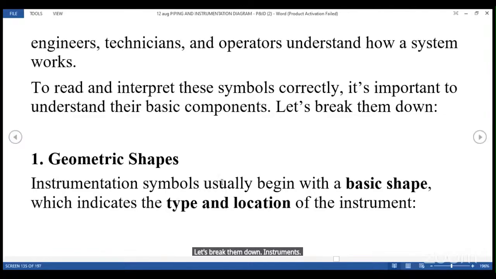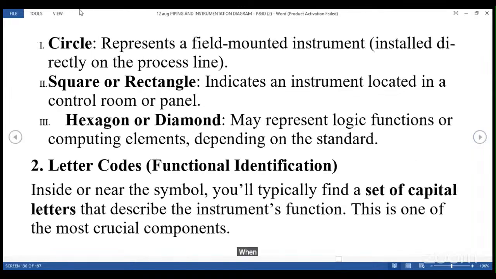Instrument symbols usually begin with a basic shape which indicates the type and location of the instrument. A circle represents a field-mounted instrument installed directly on the process line. A square indicates an instrument located in a control room or panel.